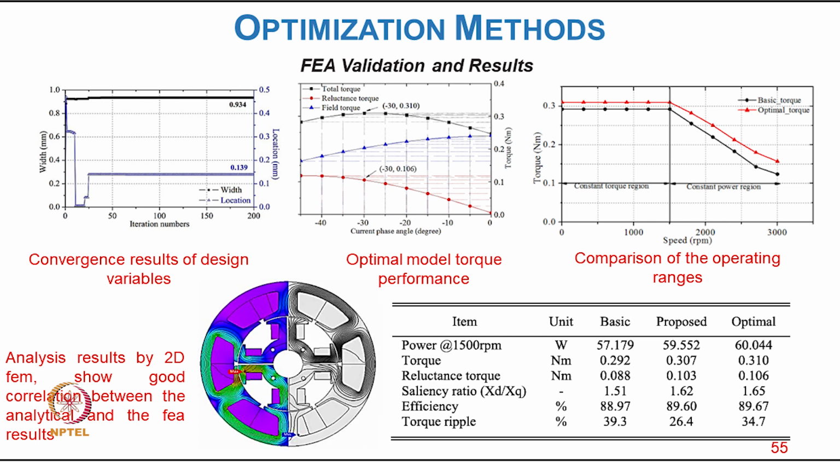So here you can see the analysis results of the 2D finite element analysis. There is good correlation between the analysis and the finite element results, and the convergence results of the design are shown here. Then the optimal model torque performance is compared across the operating ranges. You can see how the torque is enhanced, shown by the red curve, and in tabular form the torque ripple is reduced in comparison, and power output is also enhanced.